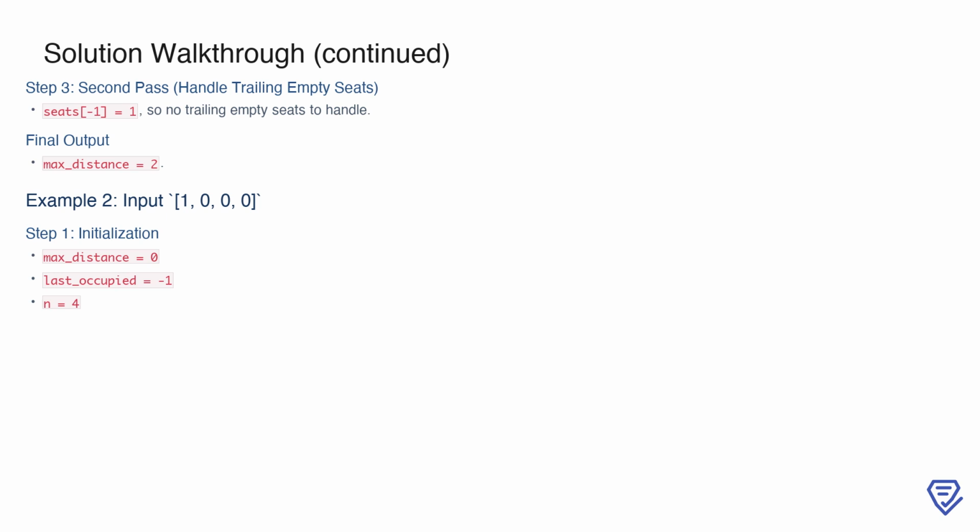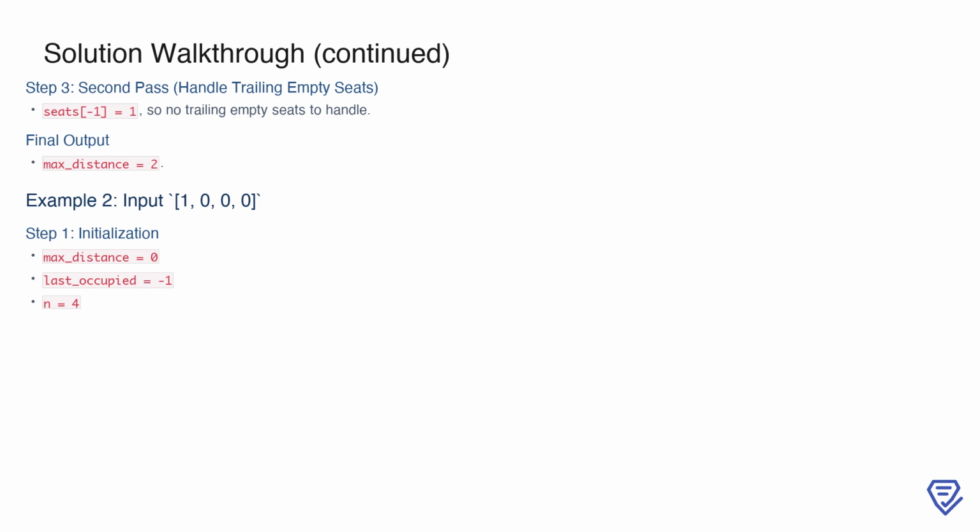Now we move to the second pass, which is performed to handle any trailing empty seats. In this case, the last seat in the array, seats[-1], is occupied, so there are no trailing empty seats to consider. This means no further updates are needed. At the end of both passes, the final result is max_distance equals 2. This is the maximum distance to the closest person for the given input.